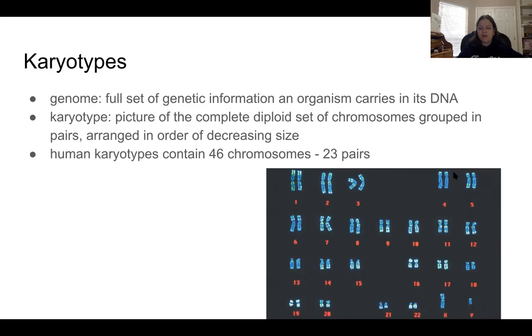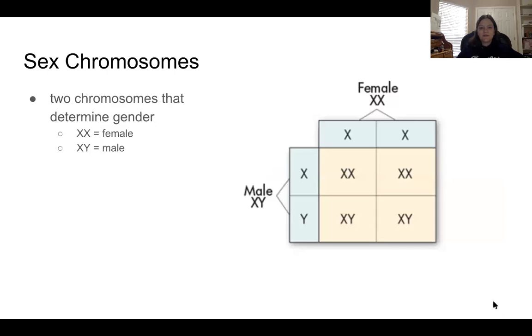And you're going to do a lab with karyotypes. So the X and the Y are the chromosomes that determine gender. So we call them the sex chromosomes. They determine your sex, your gender. If you get 2 copies of an X chromosome, then you're female. If you get an X and a Y, you're male. And so this Punnett square shows why approximately 50% of offspring are female and approximately 50% are male.